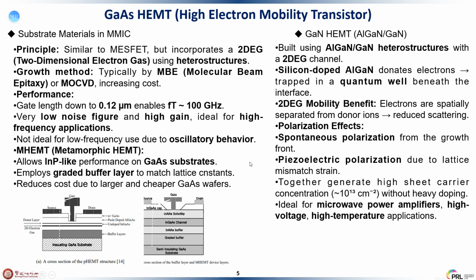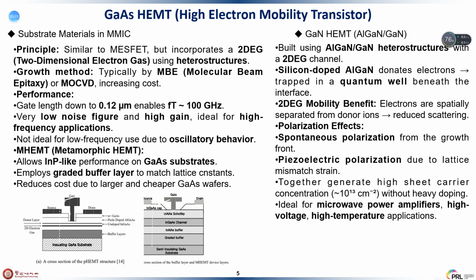And then there is the HEMT, the high electron mobility transistor. First, the principle of this substrate material is similar to the previous one, but it incorporates a two-dimensional electron gas using heterostructures. Now onto active devices like HEMTs, or high electron mobility transistors, which offer low noise and high gain, making them ideal for low noise amplifiers.